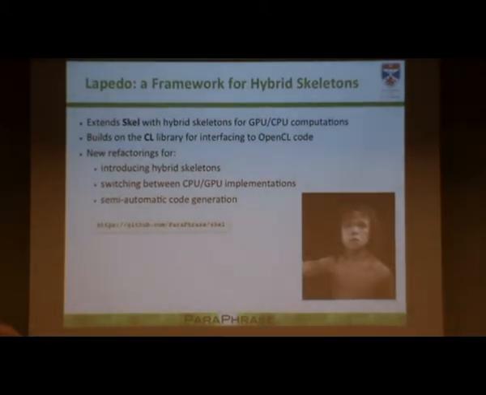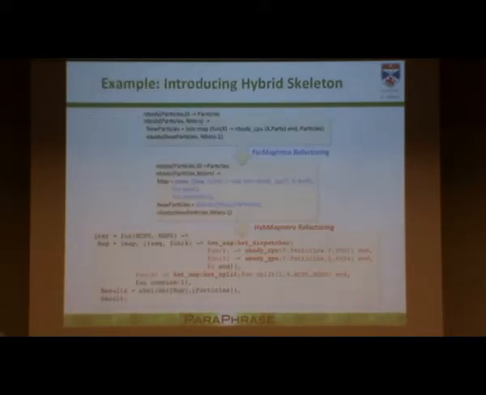Final thing I want to tell you about are hybrid skeletons. How do you get to heterogeneous systems? What we've done is to build on Skel plus a library, CL library interface into OpenCL code. What I mean by hybrid skeleton is one which can move between different processor types, CPUs, GPUs, etc., using semi-automatic code generation and a special set of refactoring rules. We called it Lapido after the hybrid Neanderthal human skeleton that was found a few years back.